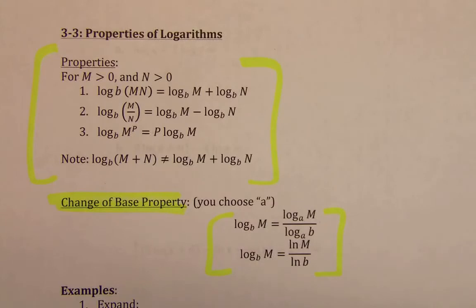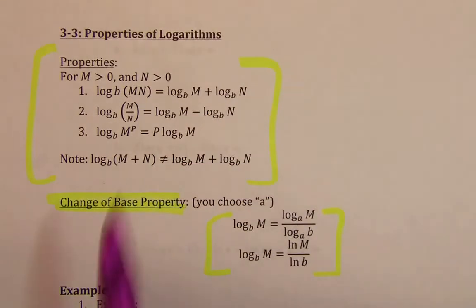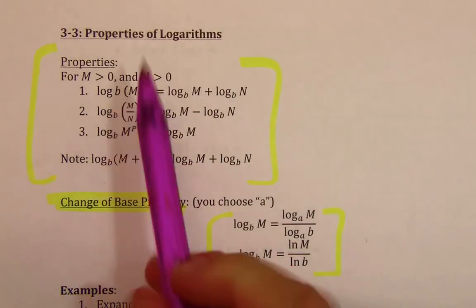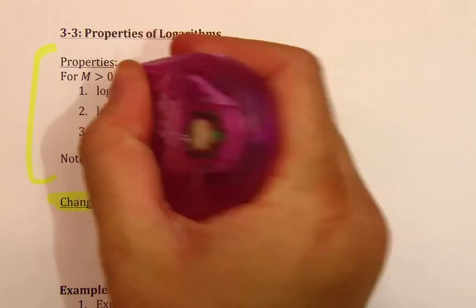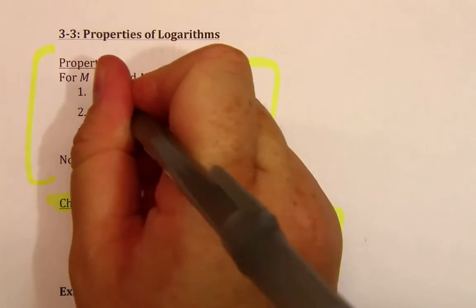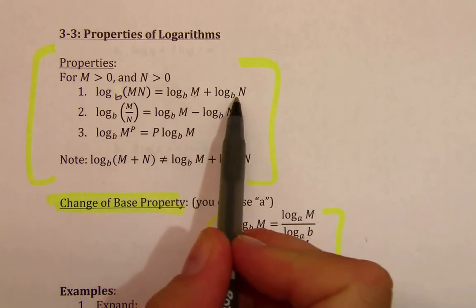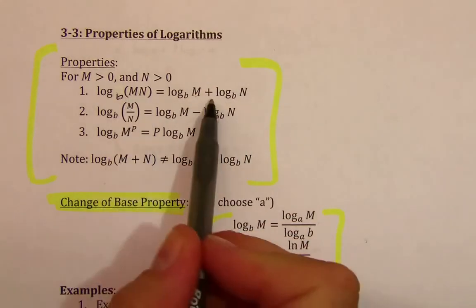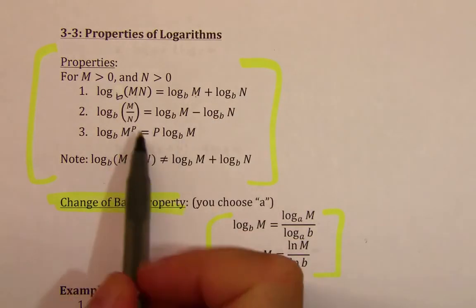Alright, so this is chapter 3, section 3, and we're going to be looking at some properties of logarithms. Now, in section 2, we looked at some of the properties, and we're adding to that list now. So if I have log base b of m times n, so I have two things being multiplied here, then I can separate them so that we have log base b of m plus log base b of n. So this right here would condense, addition would condense to multiplication.